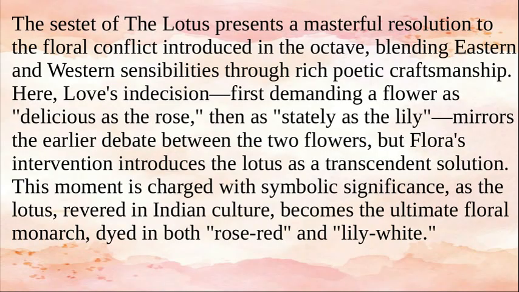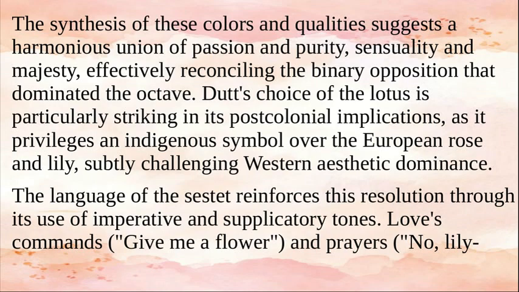This moment is charged with symbolic significance, as the lotus, revered in Indian culture, becomes the ultimate floral monarch, dyed in both rose red and lily white. The synthesis of these colors and qualities suggests a harmonious union of passion and purity, sensuality and majesty, effectively reconciling the binary opposition that dominated the octave. Dutt's choice of the lotus is particularly striking in its post-colonial implications, as it privileges an indigenous symbol over the European rose and lily, subtly challenging Western aesthetic dominance.